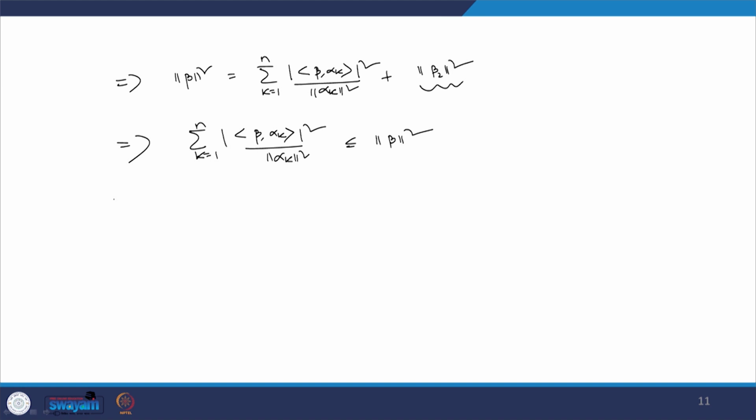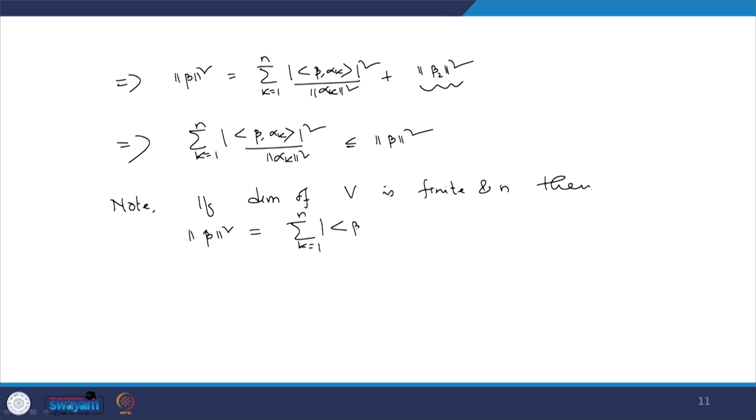One may ask the question, under what condition will equality hold. As a note I can say, if the dimension of V is finite and equal to n, then the norm of beta squared will be exactly equal to the sum over k equal to 1 to n of the inner product of beta and alpha k squared by the norm of alpha k squared.